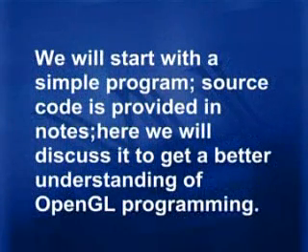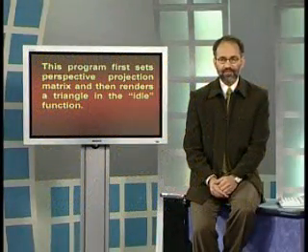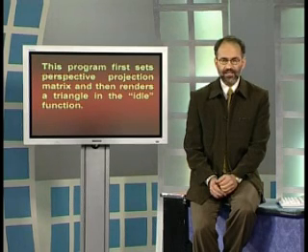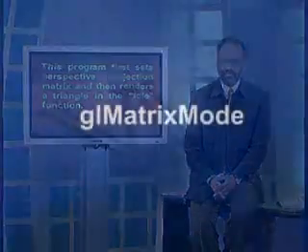We'll start with a sample program, as I said, and this one is going to make use of OpenGL functions. The complete source code would be available to you in your notes, but we are going to explain different components of the program so that we get to understand how different functions work. This program at first sets the perspective projection matrix and then renders a triangle in the idle function. We have introduced ourselves to these very basic functions. We are going to make use of them more effectively today.